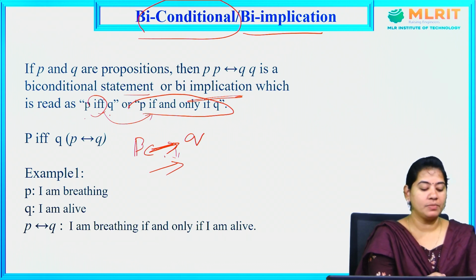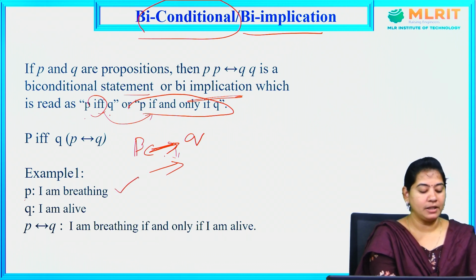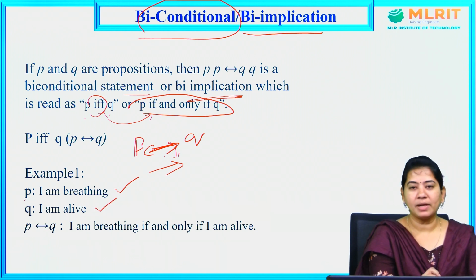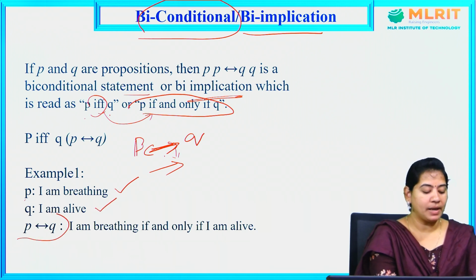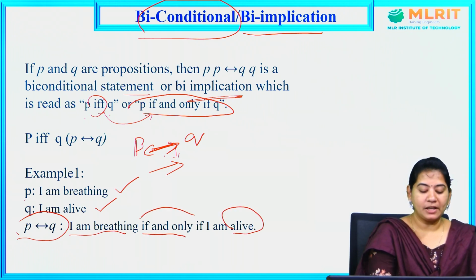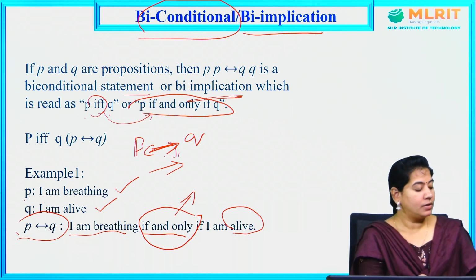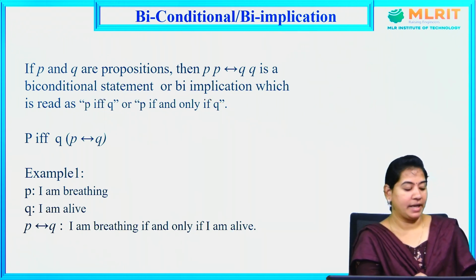Looking at an example, P is the statement "I am breathing" and Q is the statement "I am alive". P bi-implies Q is written as: I am breathing if and only if I am alive. This if and only if signifies the biconditional or bi-implication statement. So we have seen some examples of the biconditional.